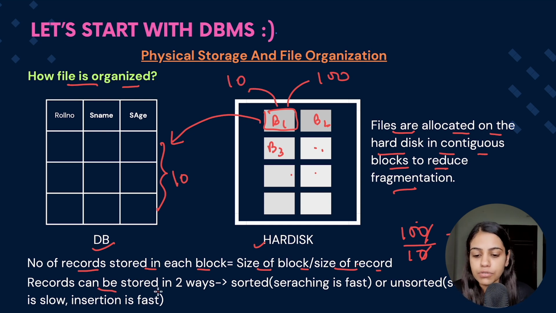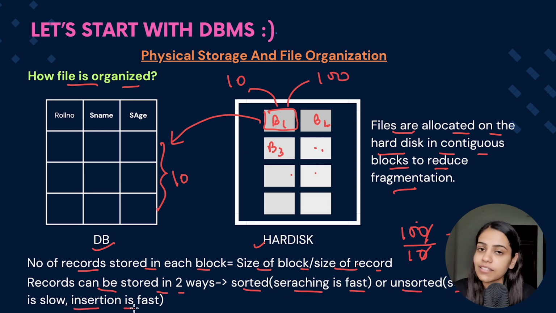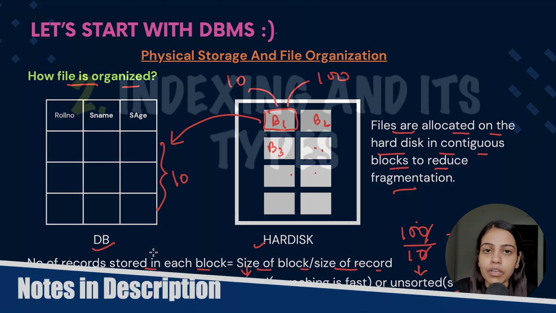Records can be stored in two ways. First is the sorted way, where searching is fast. Second is the unsorted way, where searching is slow and insertion is fast. So we can store the data in a sorted or unsorted manner. In the sorted manner the searching will be fast. In the unsorted manner the searching will be slow, but the insertion would be fast. So this is how we can optimize our query and organize the files in our system.